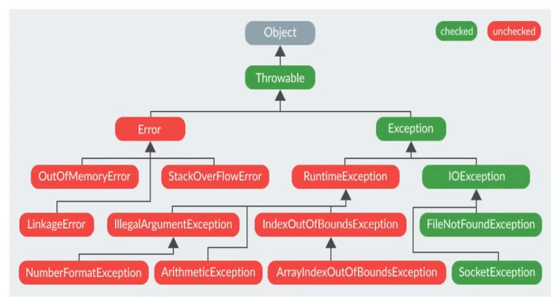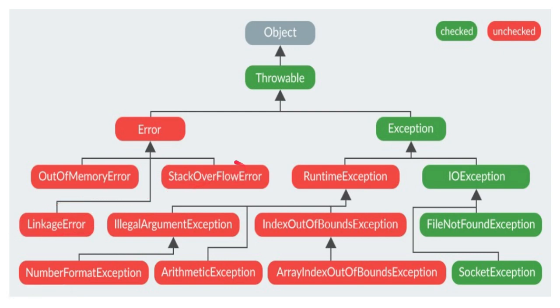Let's go to the second slide and understand the exact hierarchy of error and exception. If you see here, the red mark is unchecked exception and the blue mark is checked exception. Object is by default the parent of every class, and Throwable is the parent of the exception hierarchy. Throwable has two classes, which are Error and Exception. Exceptions like IllegalArgumentException, NumberFormatException, and ArithmeticException come inside RuntimeException. Only OutOfMemoryError, StackOverflowError, and LinkageError come inside Error.